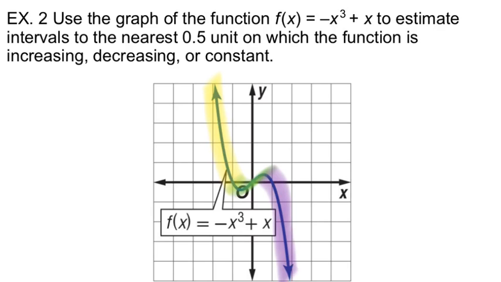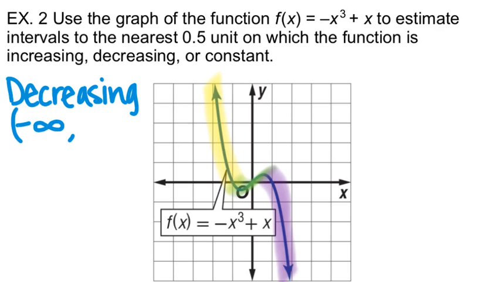So if I look at the yellow section of this graph, it's very similar to the last example. The further left this graph goes, the further up it's going to go. So this graph would be decreasing, again, from negative infinity up until the bottom of that turning point down there. And I would say that that point is about negative 0.5. So decreasing from negative infinity to negative 0.5.